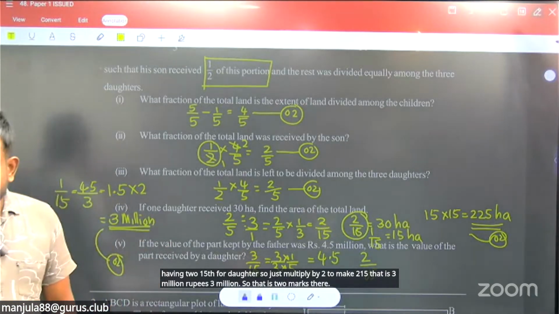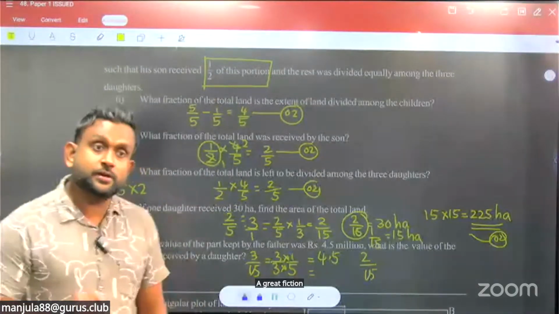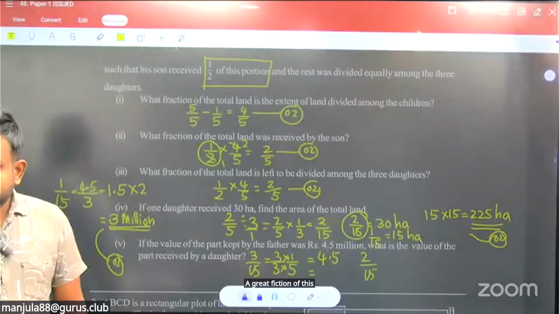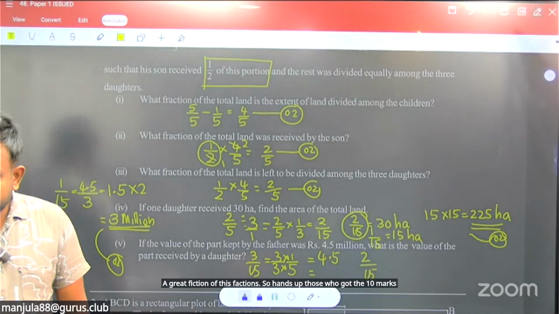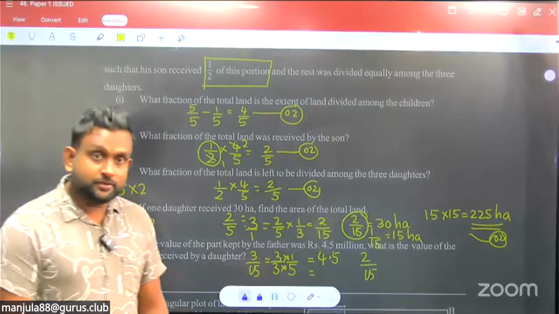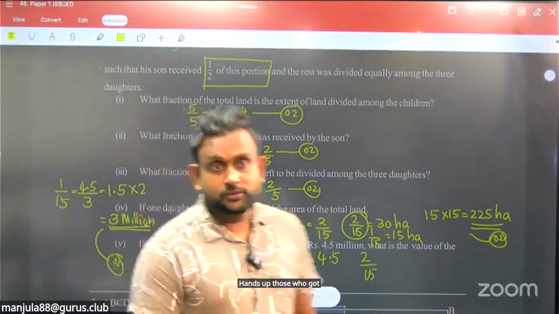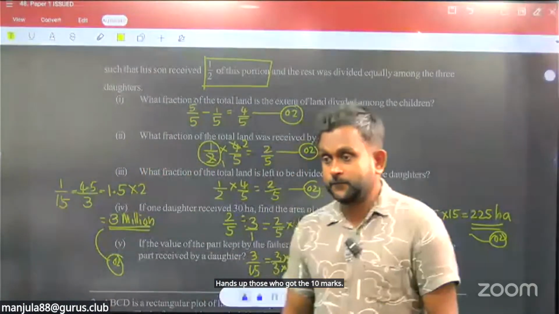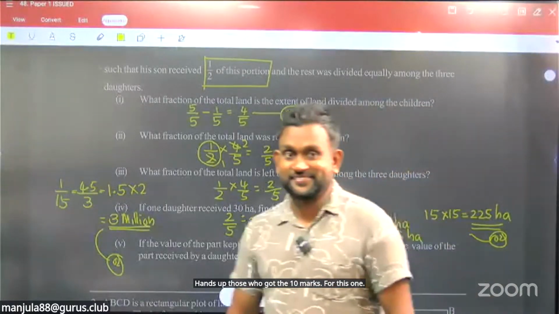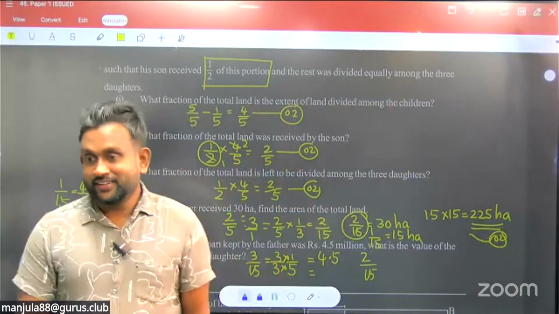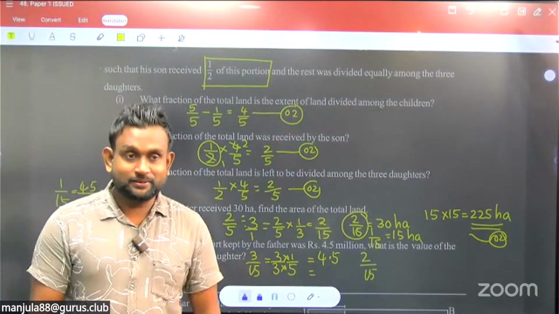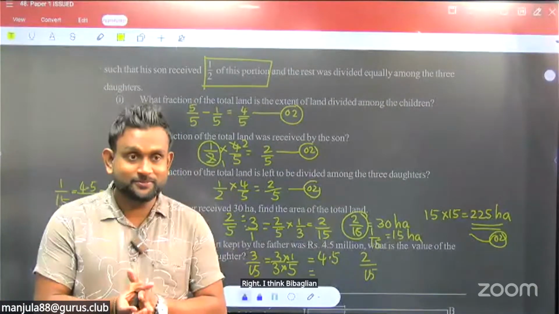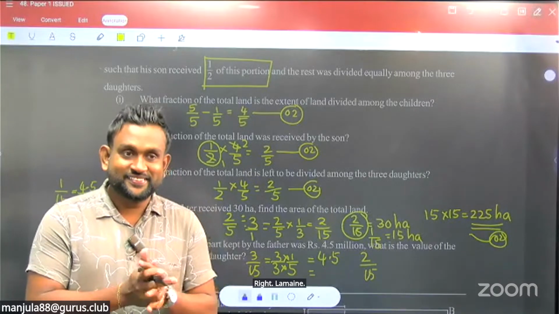Right. A great revision of these fractions. So hands up those who got the 10 marks. Hands up those who got the 10 marks for this one.